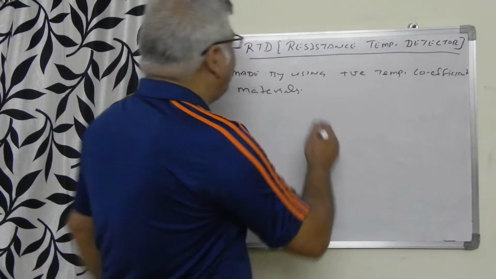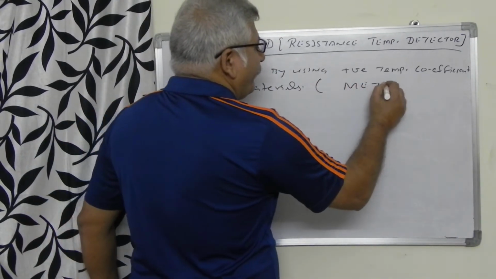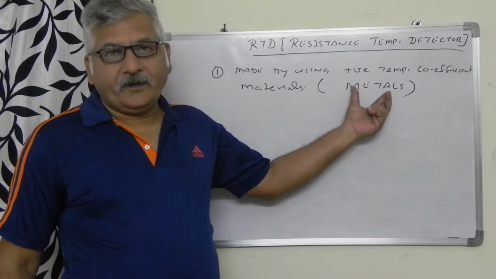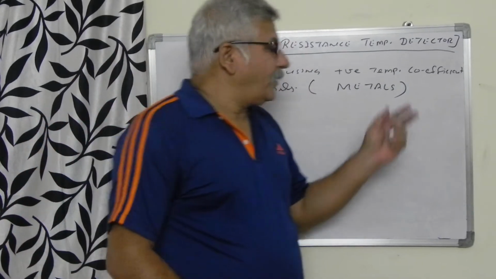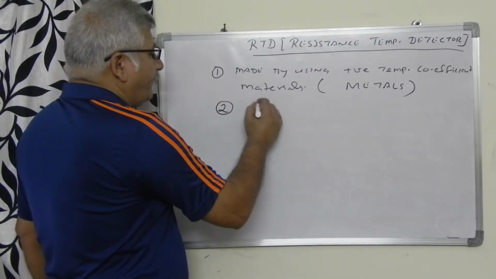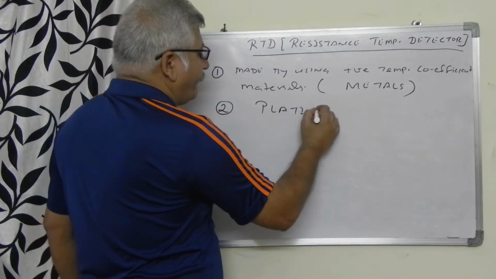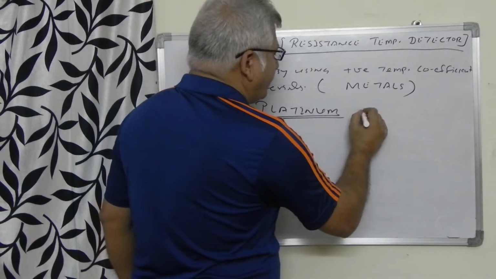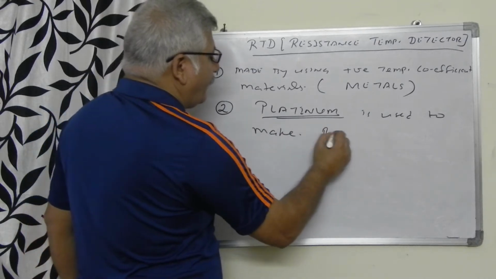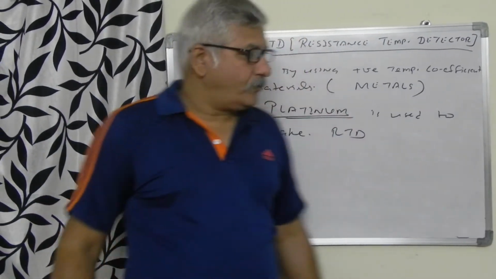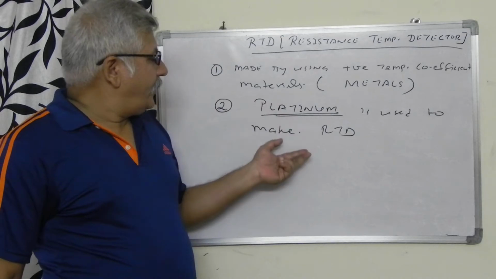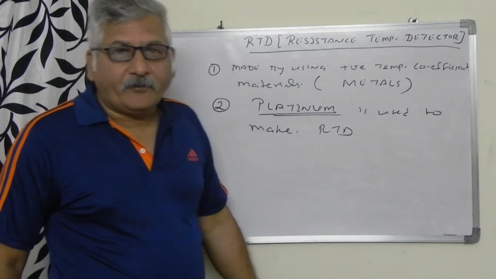So basically we have to use metals here. In the last lecture we discussed that if we increase the temperature of a metal, then its resistance increases. So metal is basically used here, and platinum is used to make the RTD. In industries also, the RTD is used for the measurement of temperature, and the basic material used is platinum.